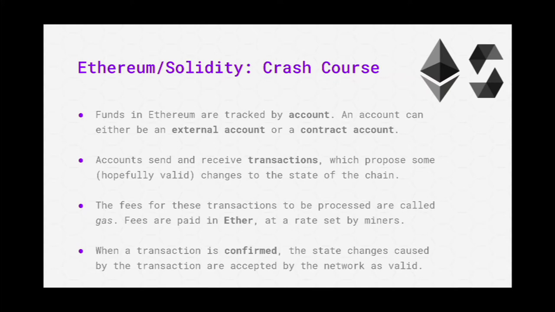Accounts send and receive transactions, which are essentially proposed changes to the state of the chain. If they're valid, a miner will eventually confirm them to the chain for a fee, and at that point they're accepted as valid and stay around until the heat death of the universe. The fees for these transactions are called gas. They're paid in Ether, or ETH, the default currency on the platform.